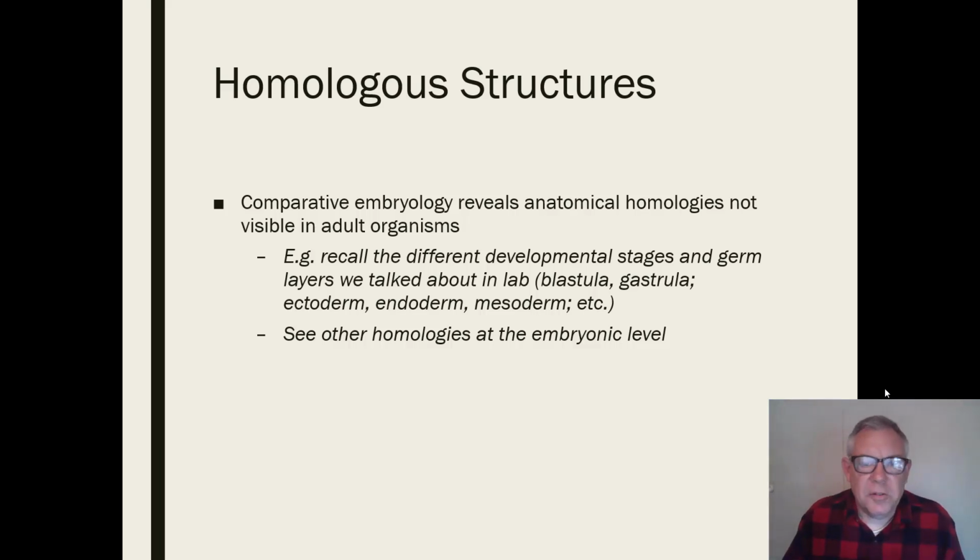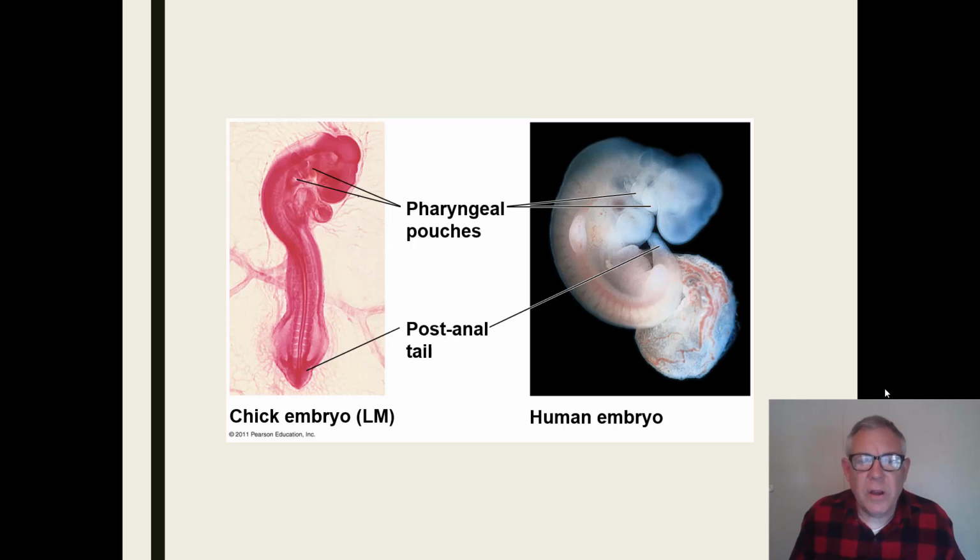The different germ layers, some just have two, some have three, sponges don't have any, but the easiest explanation is that they got that from their common ancestor. Other things that happen at the embryonic level. Here's a picture of a chicken embryo and a human embryo. And if you look, they both have pharyngeal pouches or pharyngeal slits. They have gill slits. And these are the same gill slits that you see in like a shark. But they start in the embryo, but then as the embryo develops, they close up and they form different structures. They've been modified in the descendants.